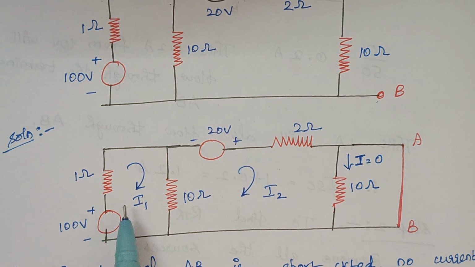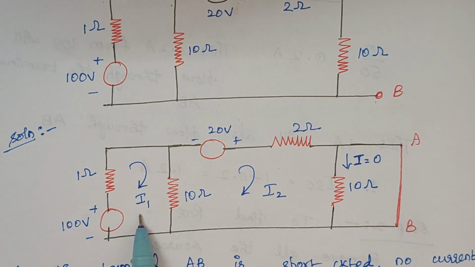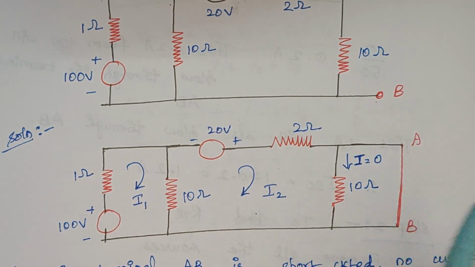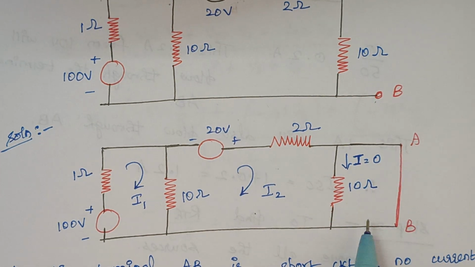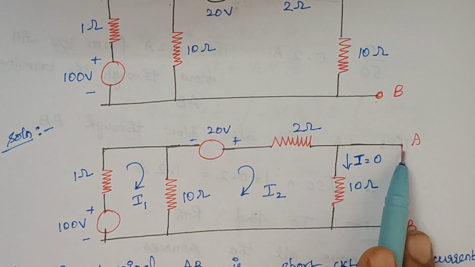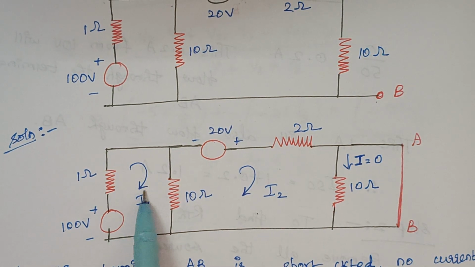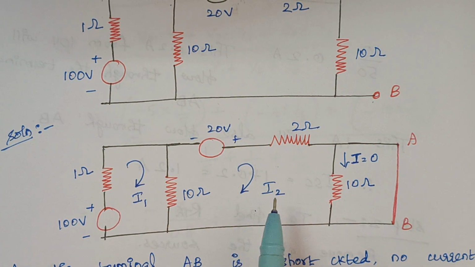And you see, since here we are having loops, we are assuming loop currents. Let this be your loop 1, let this be your loop 2. Here there is nothing. We are having a resistor and a short circuited path, so no need to consider this as a loop, because current will always flow through the short circuited path. Let the current flowing through loop 1 be I1 and loop 2 be I2.